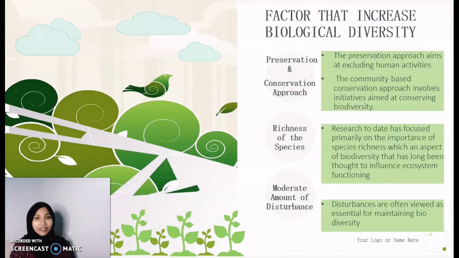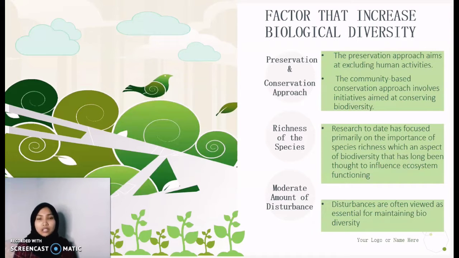Next, the other factor that can increase biological diversity is the richness of species. Species richness represents a measure of the variety of species based simply on a count of the number of species in a particular sample. Research to date has focused primarily on the importance of species richness, an aspect of biodiversity that has long been thought to influence ecosystem functioning, by Tilman 1999. Positive relationships between species richness and ecosystem functioning have been found across large regional scales.